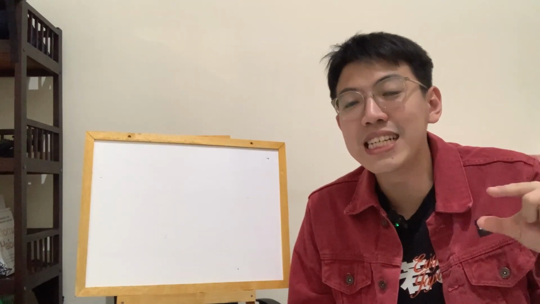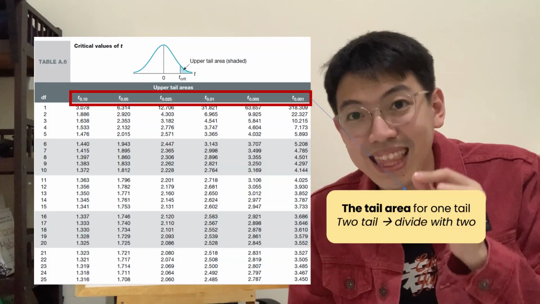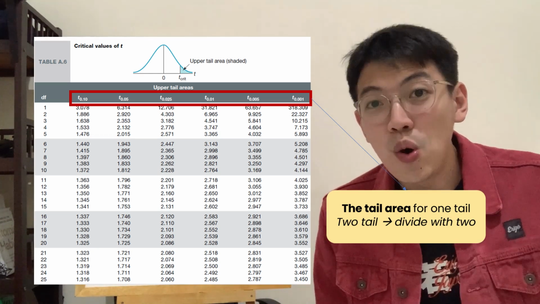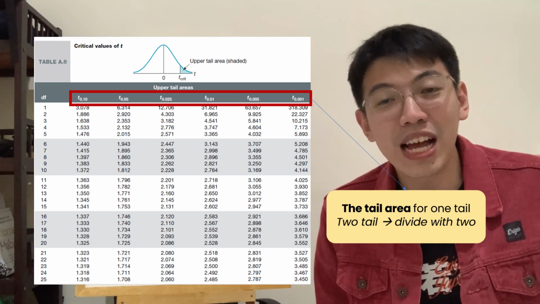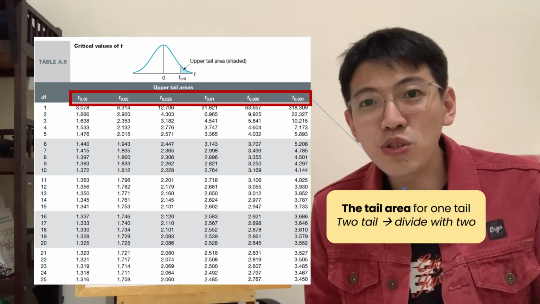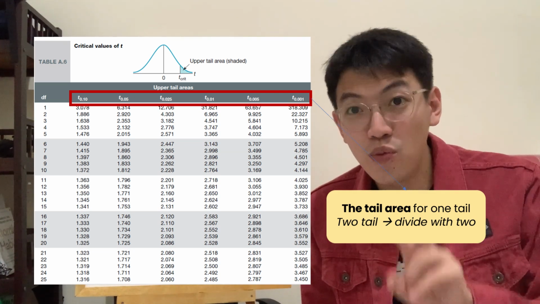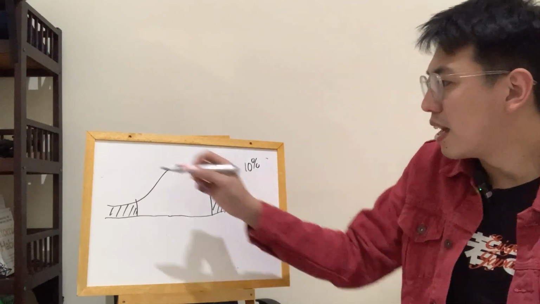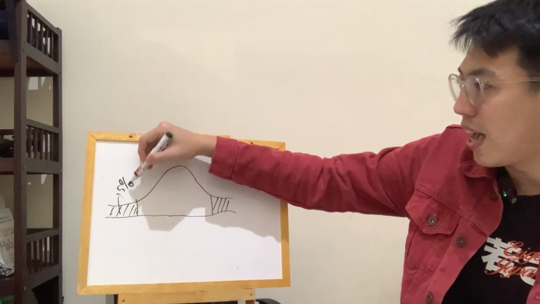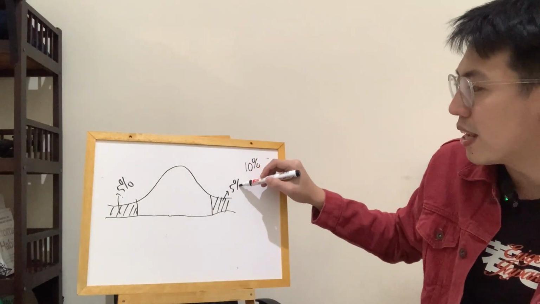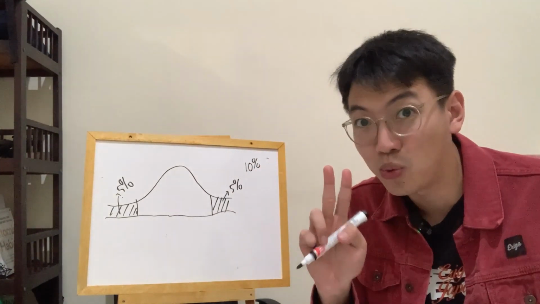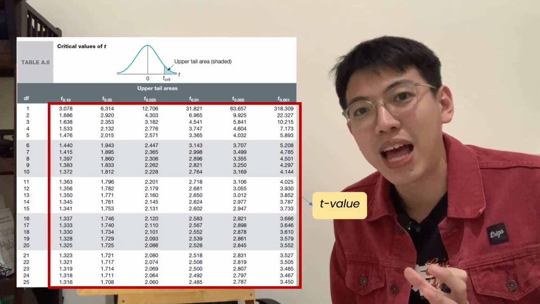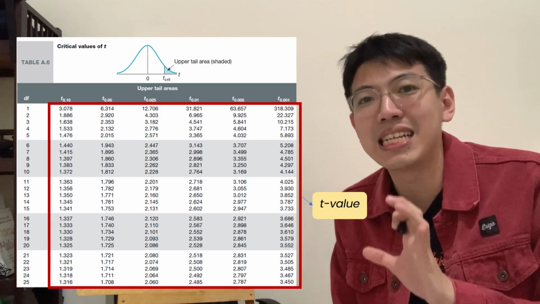The first row represents the shaded area for a one-tail test. If t 0.1, it means the shaded area will be 10%. When t 0.05, the shaded area will be 5%. For two-tail tests, you have to divide the area by 2. For example, the shaded area is 10%. This will be 5% and this will be 5%. Therefore, you have to divide by 2. The number inside the table is the t value. One more time, the number inside the table is the t value.